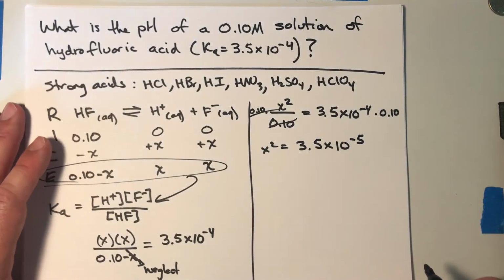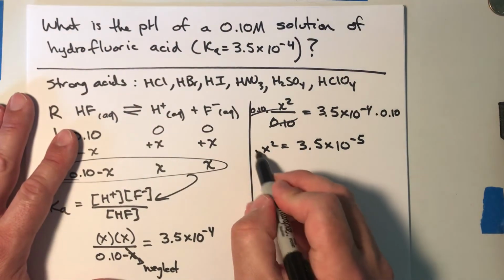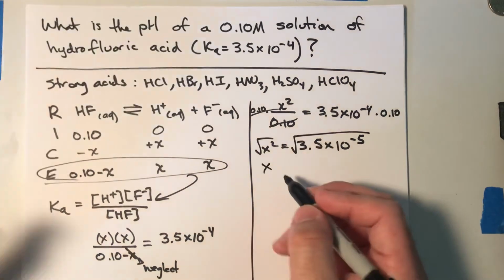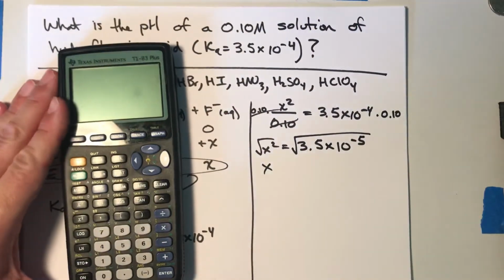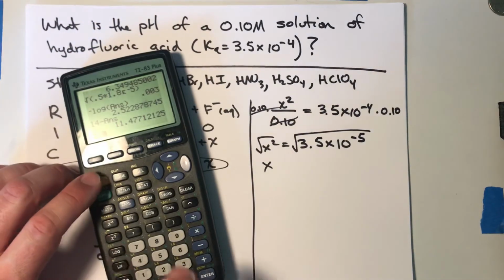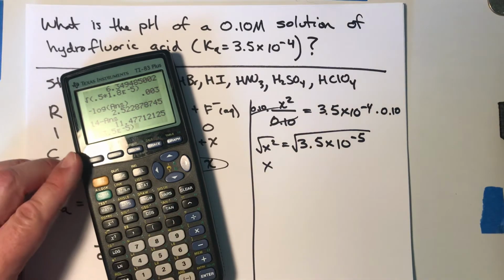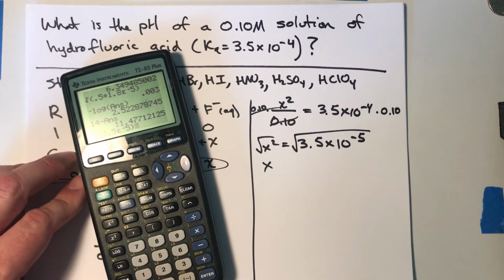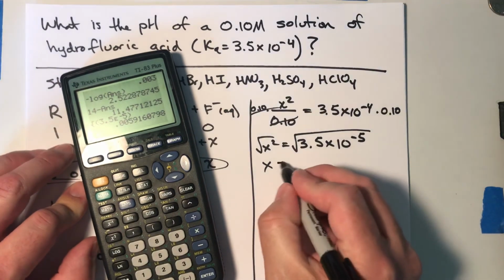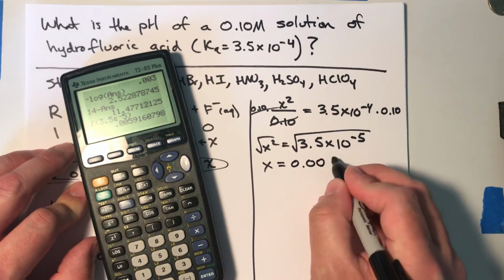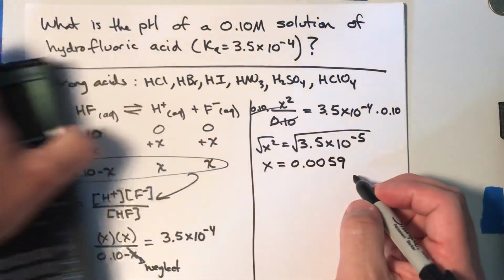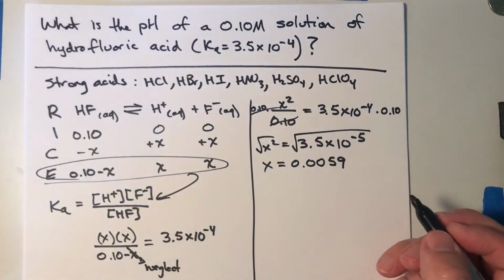If you're not comfortable doing that in your head, feel free to use your calculator. Square root both sides here. Break out our calculator. This part I definitely can't do in my head. Square root 3.5 times 10 to the minus 5. Remember, on your calculators, a lot of them have a different key for the negative sign versus the minus sign. I tend to say minus, but what I really mean is negative. So make sure you're using the right key there. All right, and we get an X value here of 0.0059.